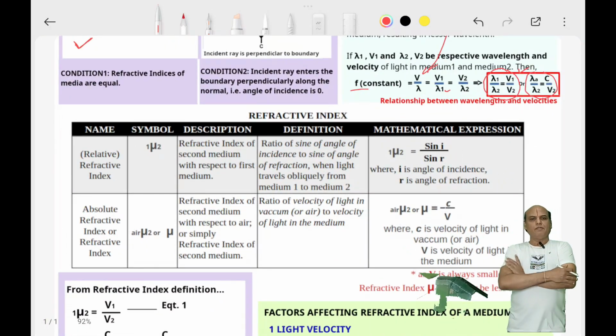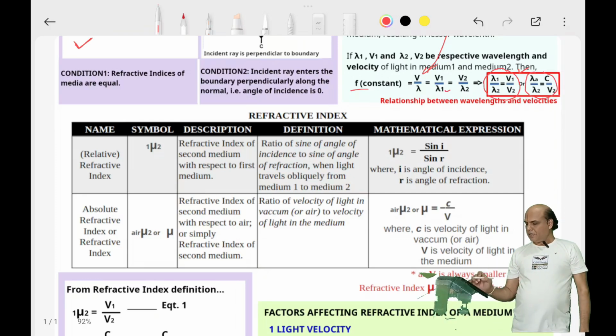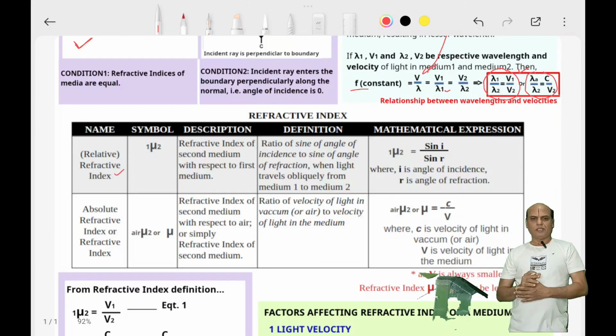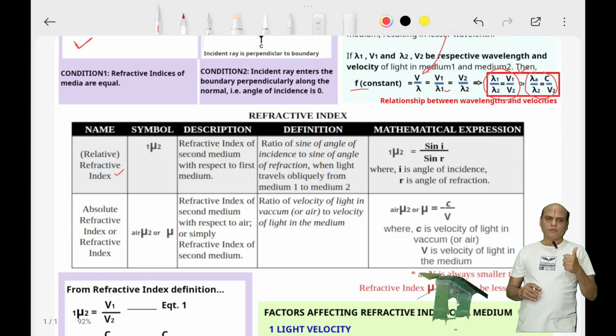Now, refractive index, we have a fair idea. Let us define refractive index. We saw Snell's law. First Snell's law says incident ray, normal and refracted ray at the point of incidence all lie in one plane. Second Snell's law: the ratio of sine of angle of incidence to sine of angle of refraction for a given pair of media is constant. So this is Snell's second law.